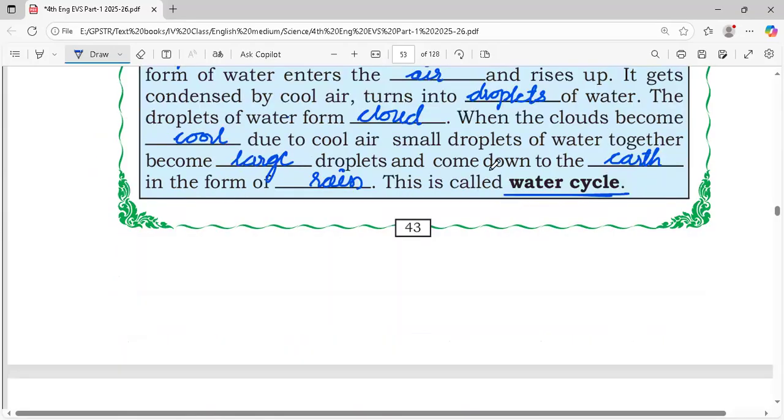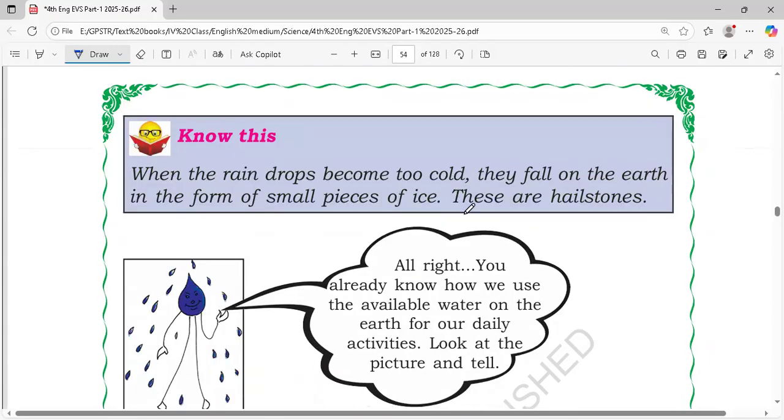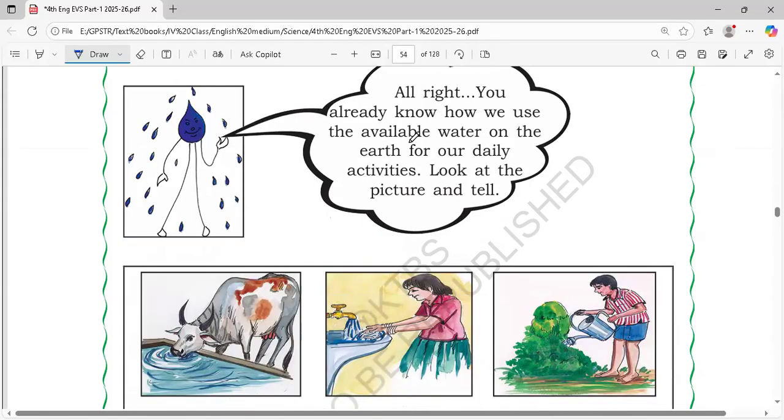In the first picture, we saw a picture of the water cycle. Now, when the raindrops become too cold, they fall on earth in the form of small pieces of ice. These are hailstones. Water droplet talking. All right.